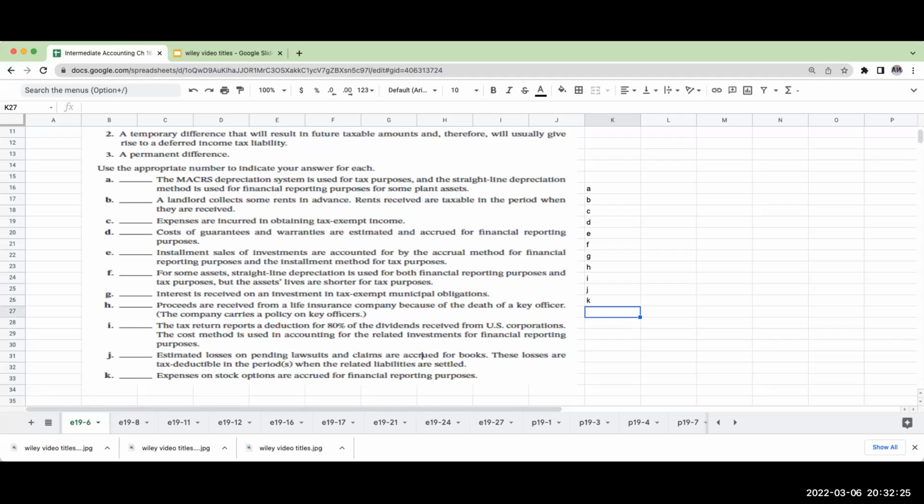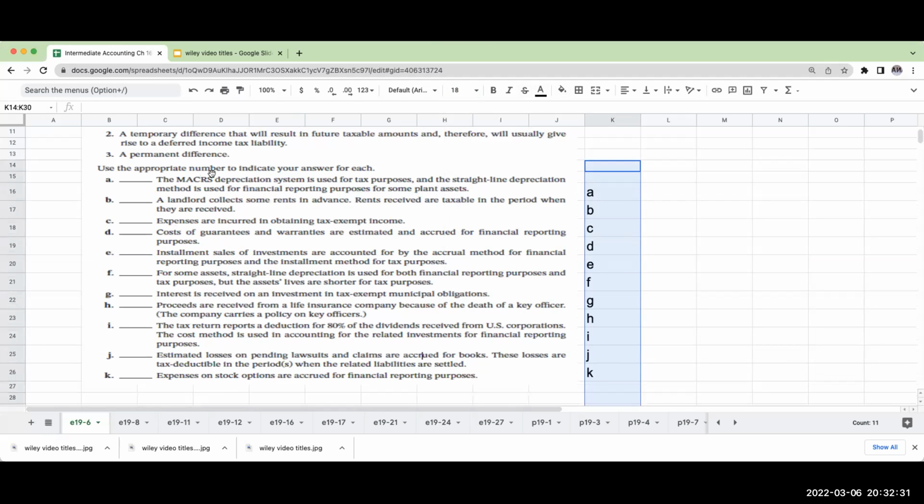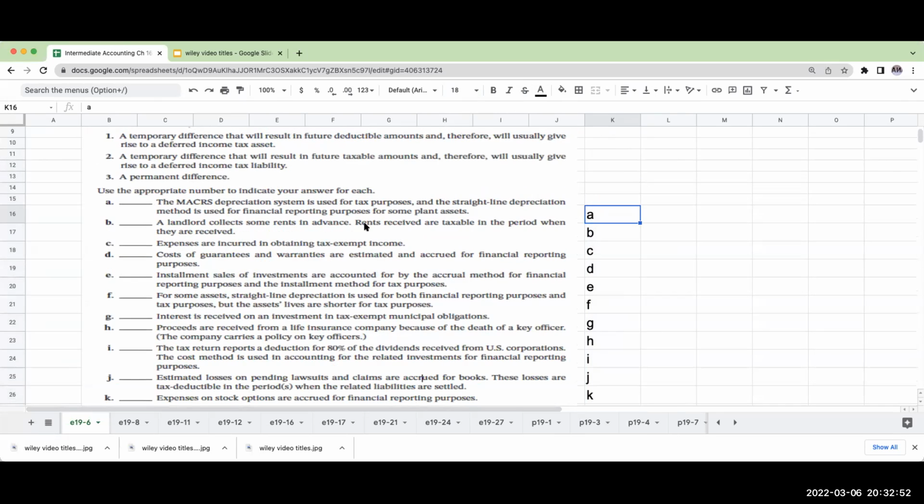As we look at this, when we're using MACRS, which is the Modified Accelerated Cost Recovery System, the MACRS depreciation system is used for tax, and straight line is used for financial reporting purposes, right? So if we're using MACRS, we're going to take more depreciation earlier, so we're going to be taking more from our tax return.